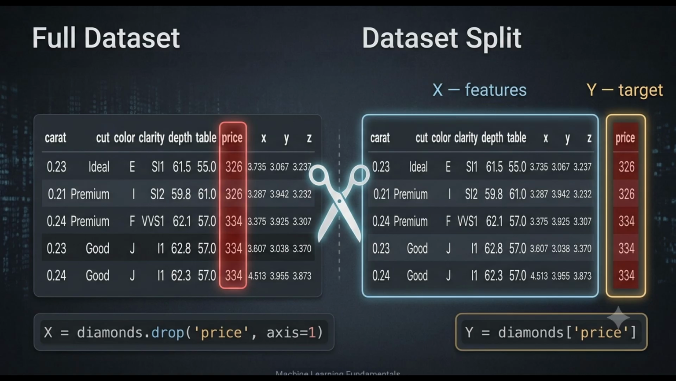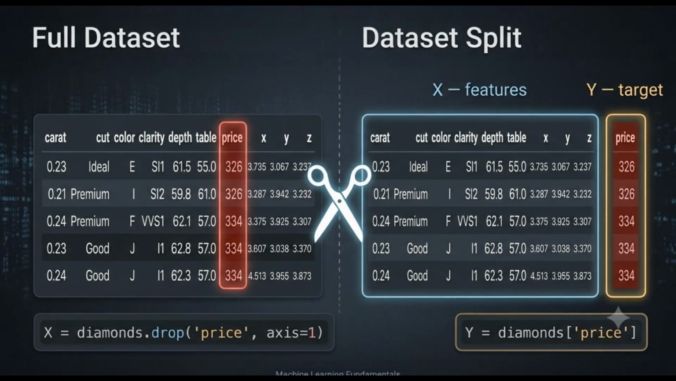The clean way to build the feature set is to take the whole table and drop the target column out of it. Whatever is left, carat, cut, color, clarity, depth, and so on, becomes our feature matrix, which we conventionally store in a capital X. Dropping is nice because you don't have to list every feature by hand. You just say, "Give me everything except price."